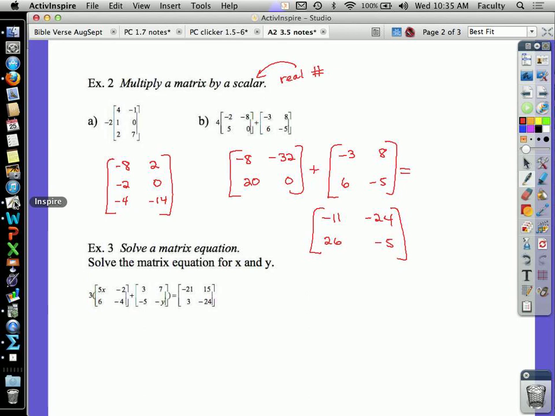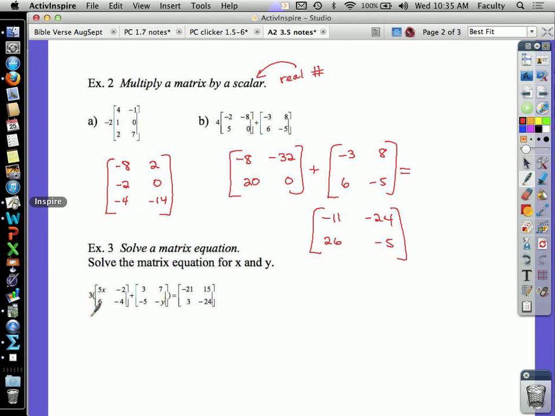Example 3 says solve a matrix equation. Solve the matrix equation for x and y. So what I want you to notice is I have a 3 times, and then there's a parenthesis around the sum, equals the matrix on the right. Now, let's pause here a moment, and what does the equal sign mean in an equation? What should equal what? Sides should be equal to each other. Good. What's on the left side should equal what's on the right side.